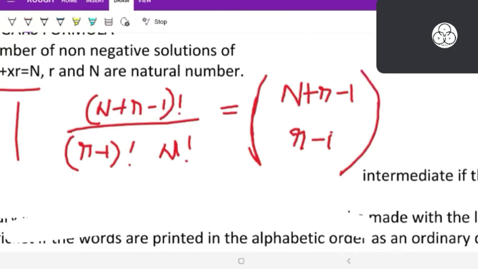This was the visualization part. And this is Baker's formula. Hence, we have proved Baker's formula.